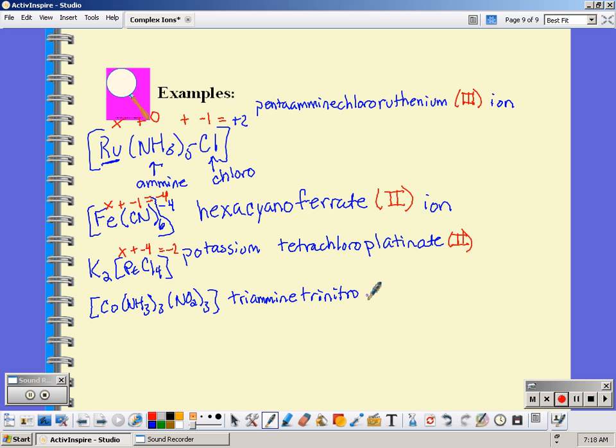And then I need to figure out the charge. Well, this has a charge of 0. NO2 has a charge of -1, and I have 3 of them, so that's really like a -3, which means my cobalt has to be a +3 so that it is neutral. Because it's neutral, I'm not going to put the word ion. These take practice to naming, so just keep that in mind.